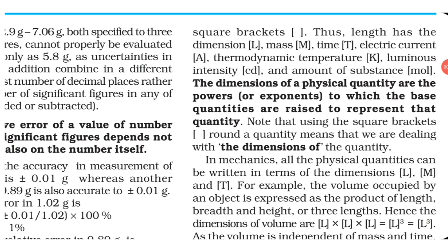So here comes the definition of dimensions. The dimensions of a physical quantity are the powers or exponents to which the base quantities are raised to represent that quantity. Base quantities means the fundamental quantities. So in short, it means the powers of fundamental quantities. That's what we mean by dimensions of a physical quantity.